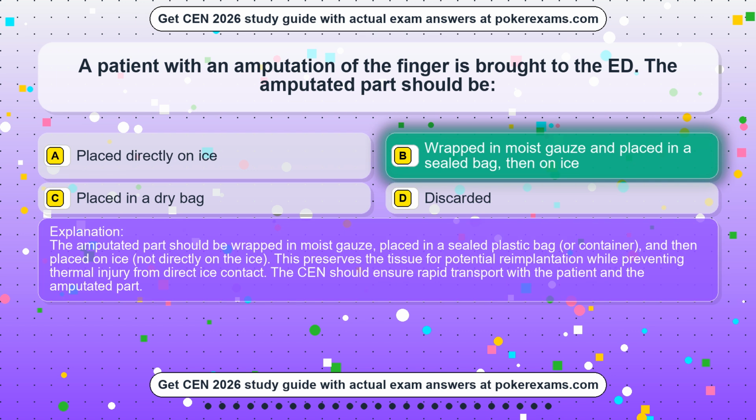The amputated part should be wrapped in moist gauze, placed in a sealed plastic bag or container, and then placed on ice, not directly on the ice. This preserves the tissue for potential reimplantation while preventing thermal injury from direct ice contact. The CEN should ensure rapid transport with the patient and the amputated part.